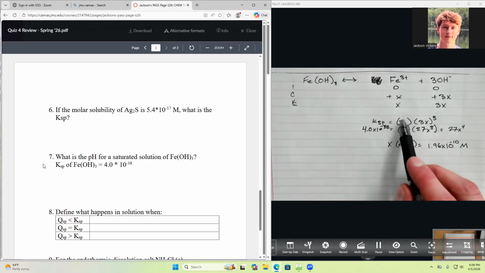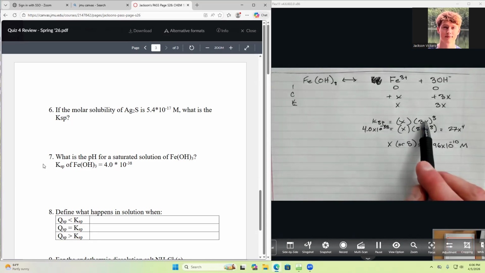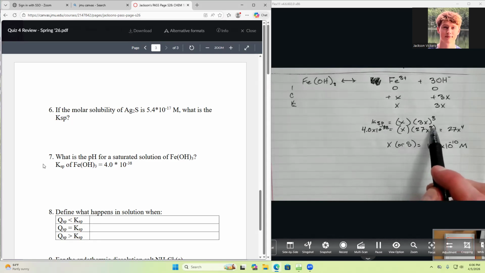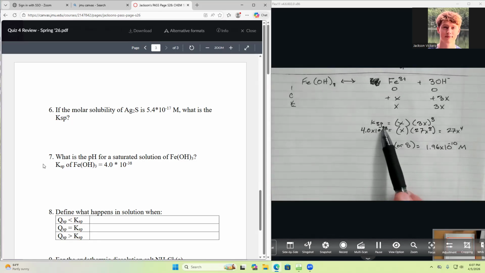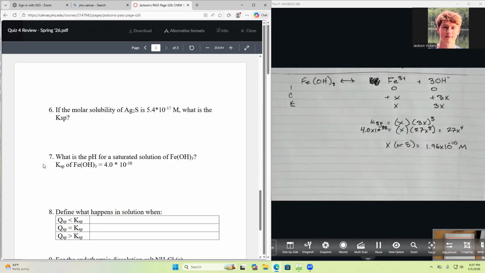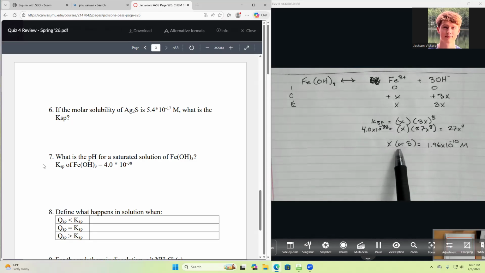So again, it's going to be X here, and then 3X is getting cubed. So it's going to be X times 27X cubed, so really 27X to the 4. Divide this by 27, take the fourth root, or whatever you want to say, and that gets us solubility. So that is nothing new so far.